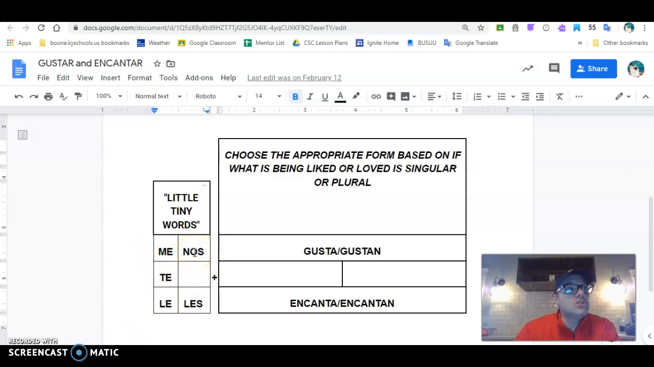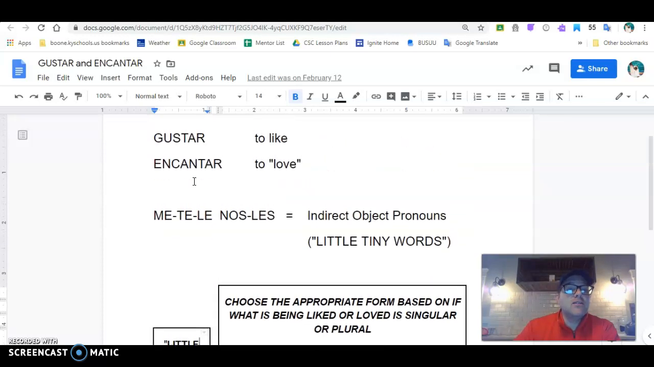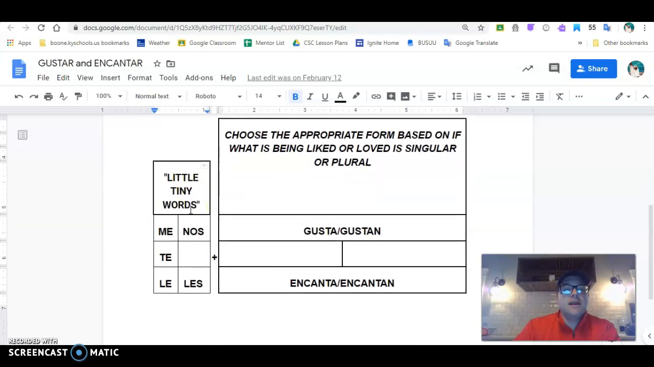If the subject was nosotros, our little tiny word that we would use would be nos. So if we like something in a sentence, then nos would have to show up. Or if I wanted to say something like Profe Maddox, my former neighbor instructor there at Ignite, he's still my neighbor instructor, but he's not here right now. If I wanted to say that Profe Maddox and I like something, which is the same thing as saying we, we would have an indirect object pronoun, a little tiny word, of nos starting off in front of either gustar or encantar.